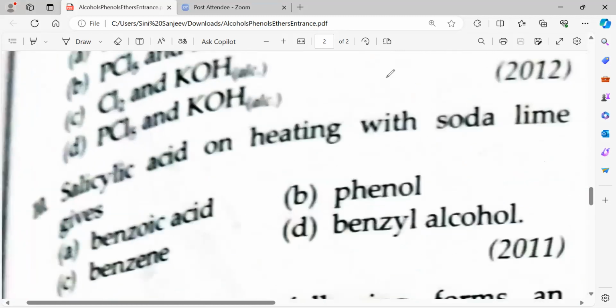Question number 10. Direct question. Very good, Alan. Salicylic acid on heating with soda lime gives what? Direct question. What is the answer here? The chapter itself is what? Phenol. If you don't know this reaction, or if you don't know what salicylic acid is, I'll draw it for you.